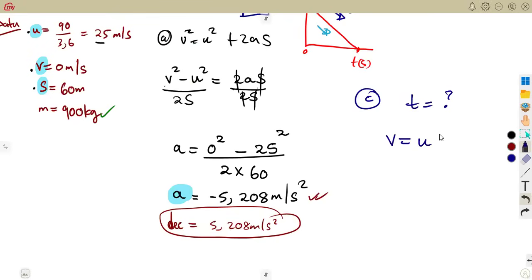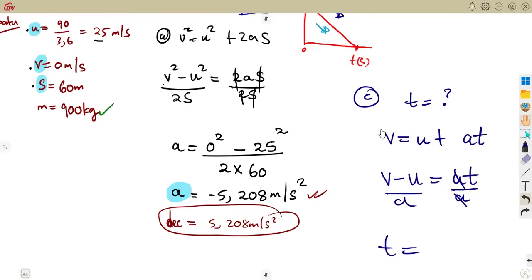V is equal to U plus AT. So we want to calculate T. Let's make T the subject. Take U to this side. It is going to be a negative. V minus U is equal to AT. We need to find T. What is affecting our time? It's a product here of A. So we divide by that A. So that was going to give us the value of T.